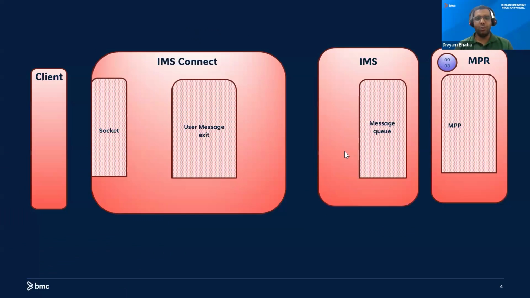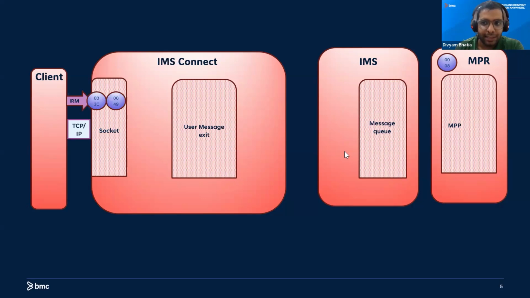Okay, so I'm starting with the IMS Connect workflow, just to give the components that we have. We have a client, we have IMS Connect, we have the IMS, and we have the MPR region, that is a message processing region, in which the message processing program runs. So essentially, when we go ahead and start to send the messages, the flow will start with the event ID 0008, if you can see it in the MPRs section, which represents the start of the message processing region. That's how it starts. And then we are ready to receive the messages from the client itself.